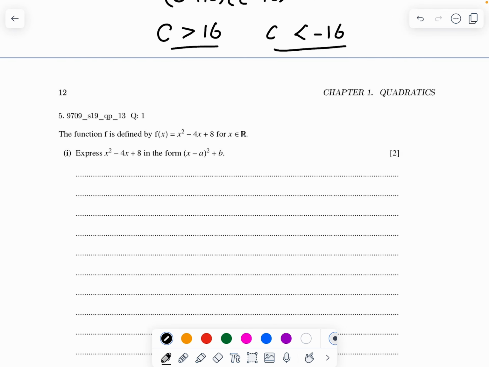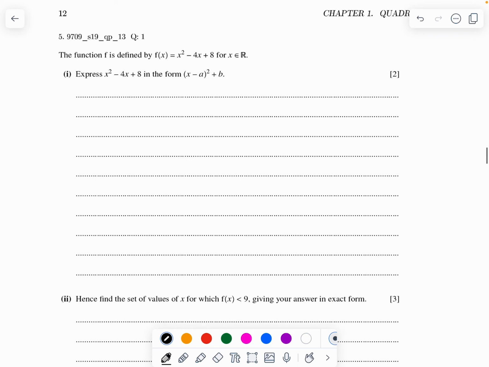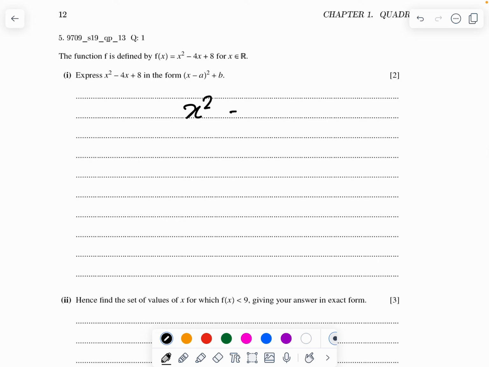Coming to the next question, the function f of x equals x square minus 4x plus 8 can be written in the completing square form. So x square minus 4x plus 8. Rather than doing it in this way, what can we do? This number is 4. 4 divided by 2 is 2. So add 2 square and subtract 2 square.